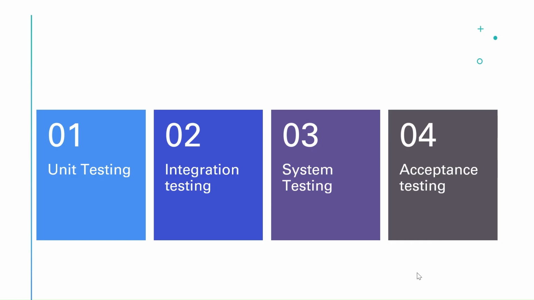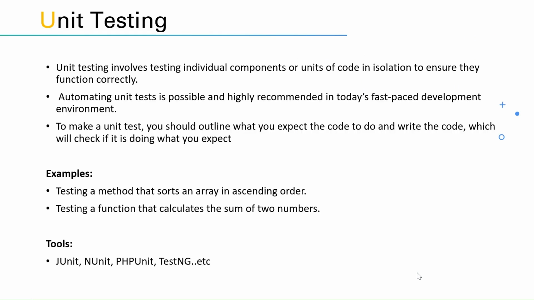First, unit testing, second, integration testing, then system and acceptance testing. First, unit testing. It is used to test individual components or units of the software. Here, each unit is tested independently to ensure it performs as expected. Unit testing involves testing individual components or units of code in isolation to ensure they function correctly. Automating unit tests is possible and highly recommended in today's fast-paced development environment.